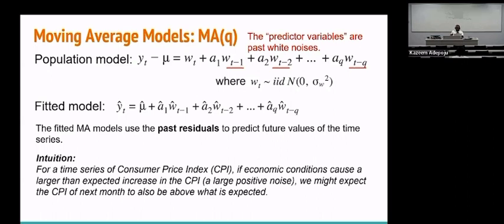Okay, intuition. For a time series of the consumer price index, if economic conditions cause a larger than expected increase in the CPI, which is a large positive noise, we might expect the CPI of next month to be above what is expected. Does that make sense? So which means the future will no longer resemble the past, because what you are going to expect will be more than what you have been expecting. That is no longer autoregressive in nature. Does that make sense now? And that is why the idea of the moving average model basically comes in.